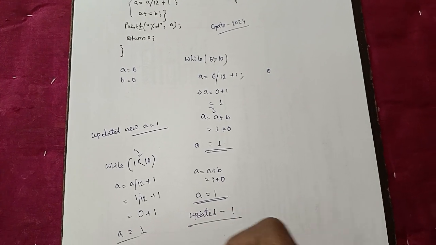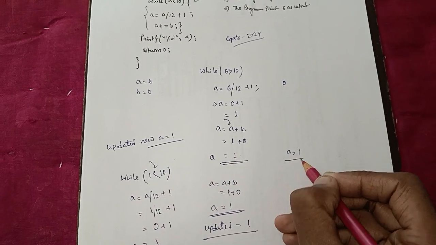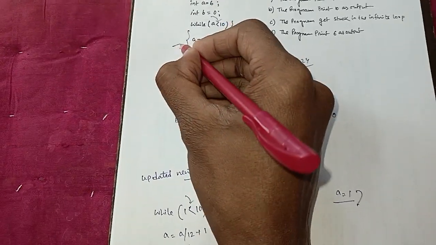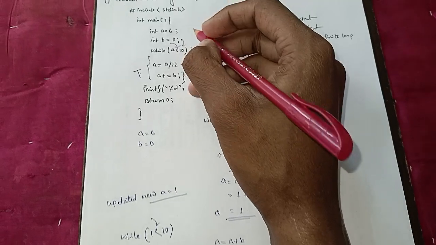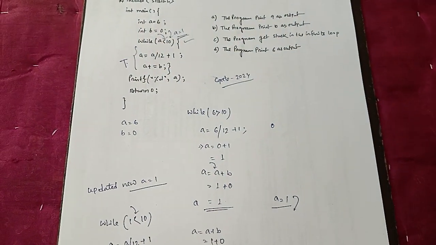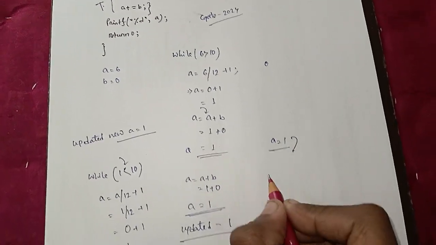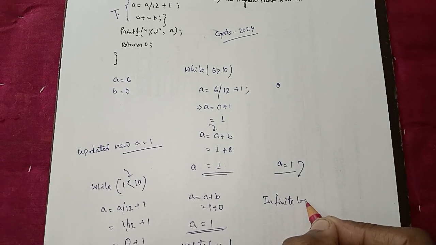So if we consider a value of 1, it goes to the loop and the loop condition is true again. Again the loop is true, and again it checks the value. So the value of a is always stuck at 1, so it runs as an infinite loop.